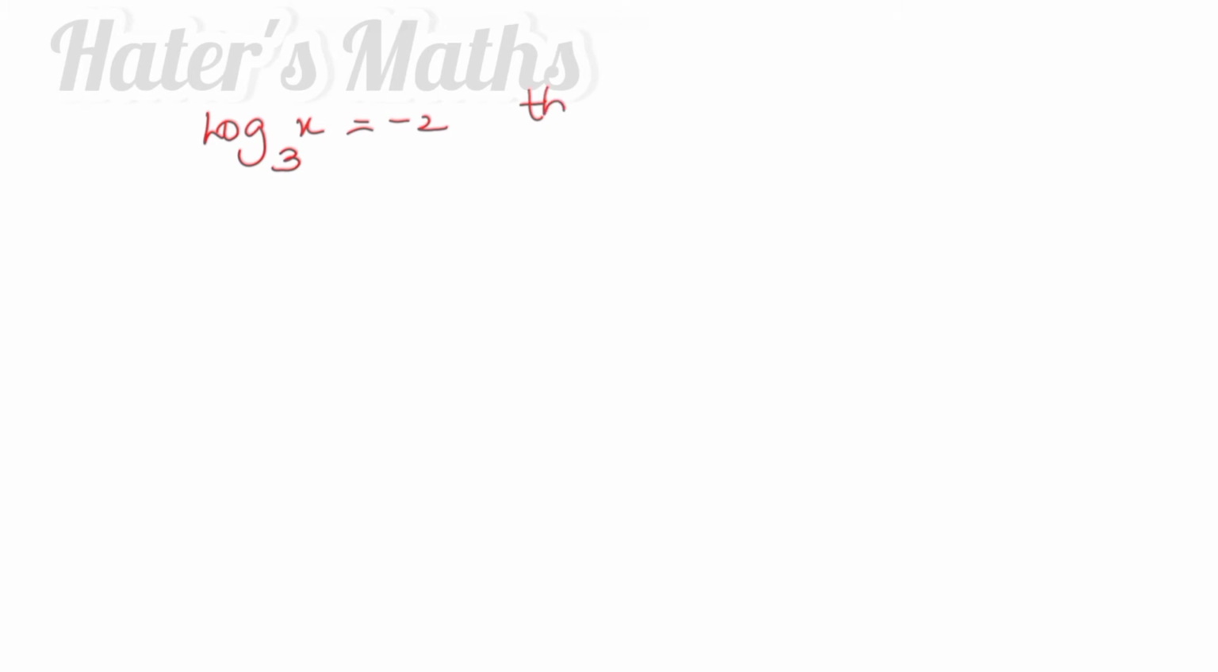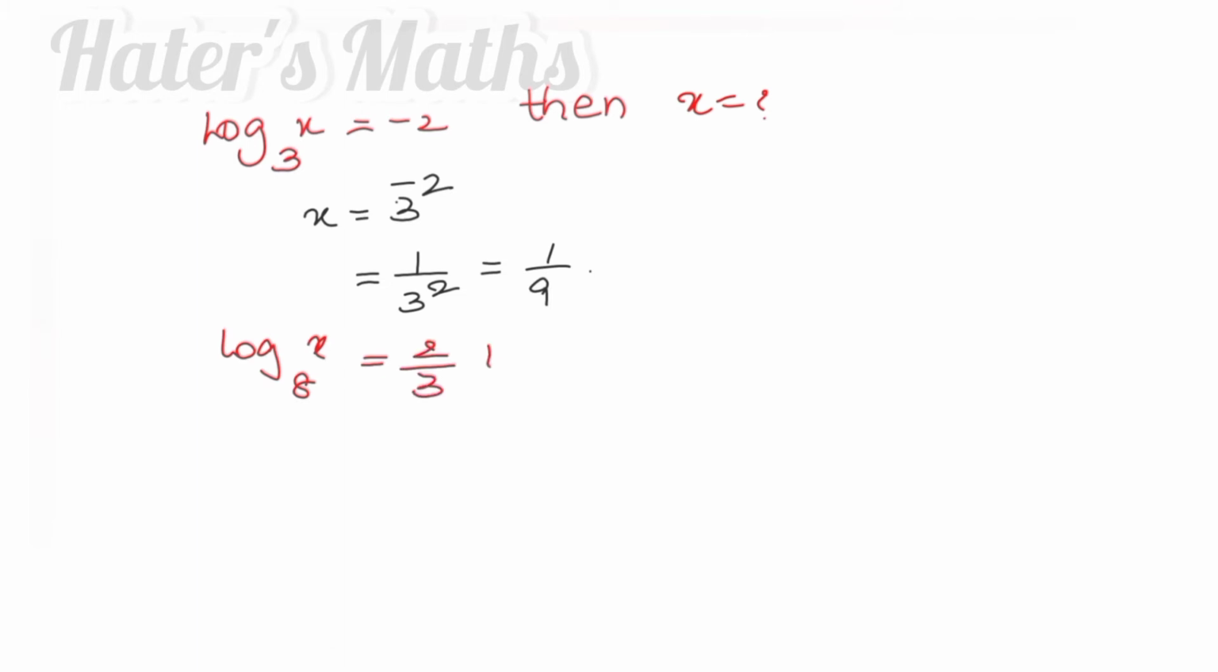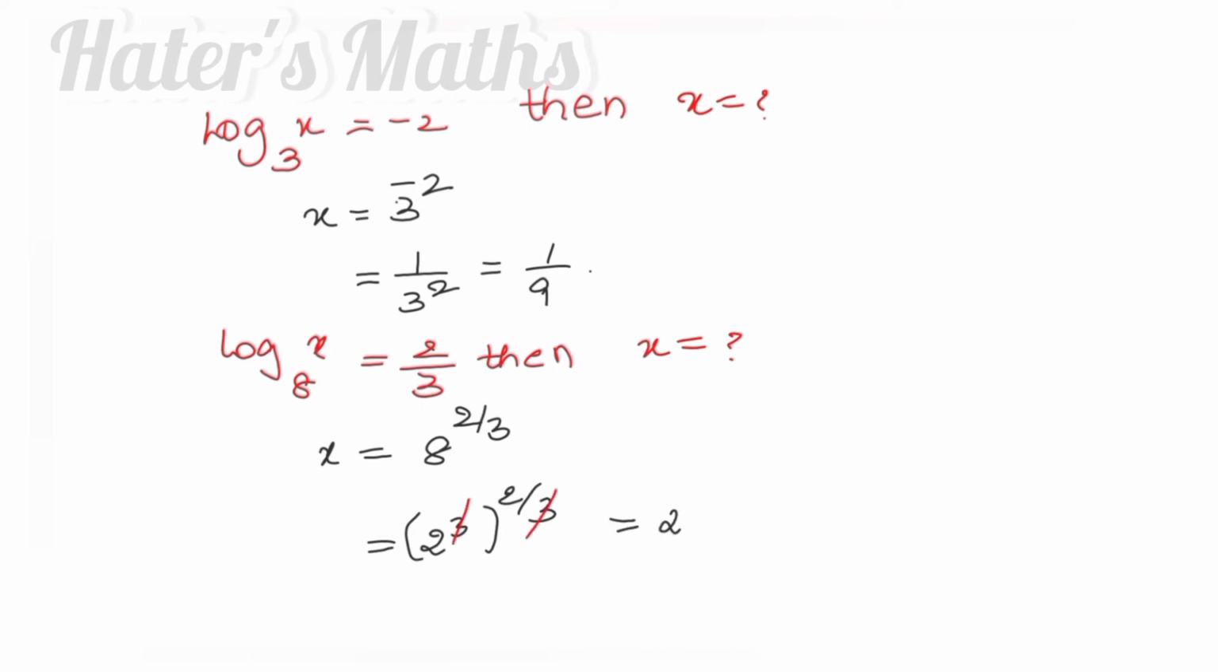Log x to the base 3 is equal to minus 2. Then x is equal to what? x is equal to 3 power minus 2, 1 by 3 square, that is equal to 1 by 9. Similarly, log x to the base 8 is equal to 2 by 3, then find x. Here also I am writing that x is equal to 8 power 2 by 3. 8 means 2 cube. All of you know that 2 cube whole power 2 by 3, the 3s cancel. So the answer is 2 square, that is equal to 4.